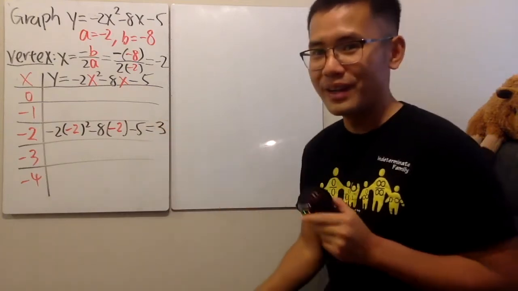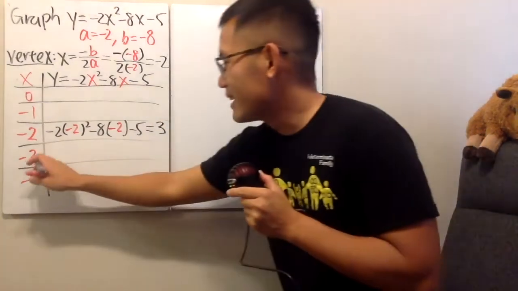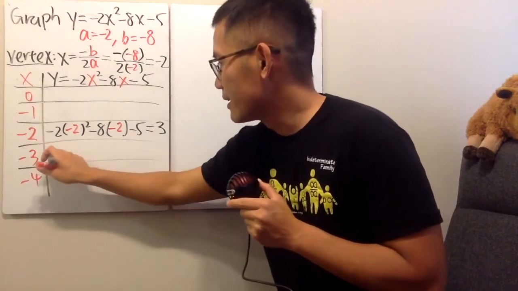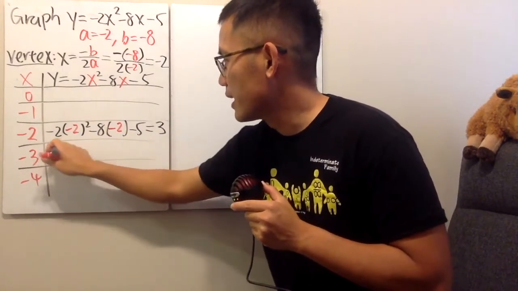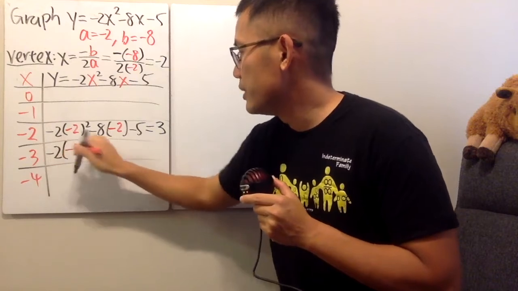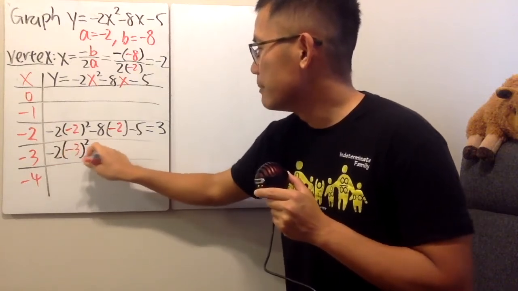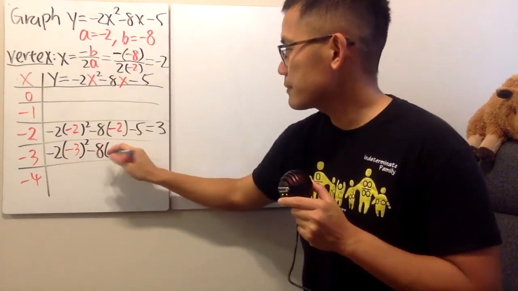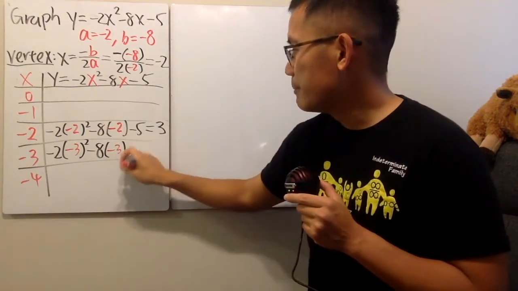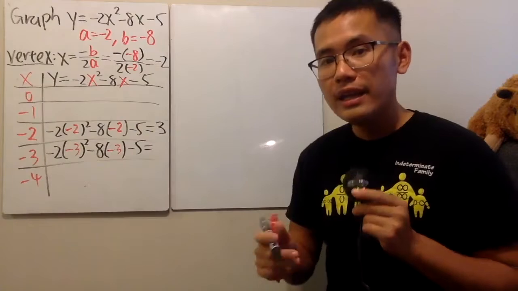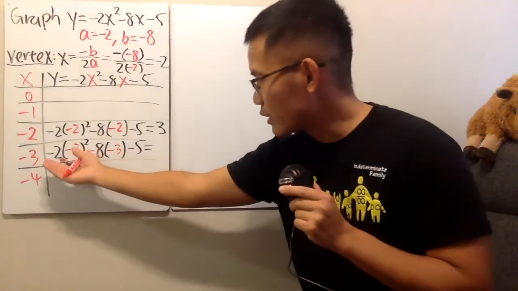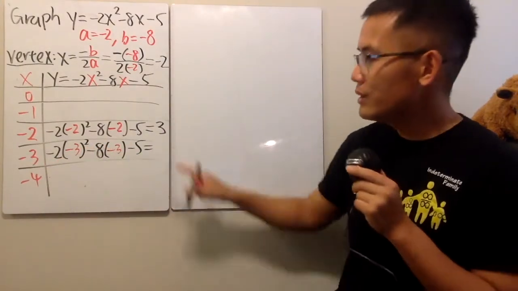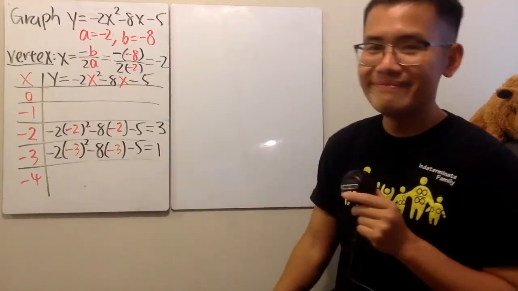Or you can just use the calculator if you would like. All right, and then we do the next one. Put the negative 3 in, right, into all the x. So we get negative 2 times negative 3 squared, minus 8, and then you put the negative 3 in there. And then minus 5. And again, if you would like, you can use the calculator to work this out. And I will tell you the answer right here is equal to 1.